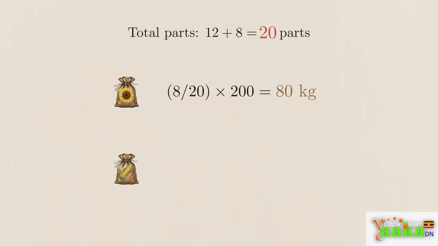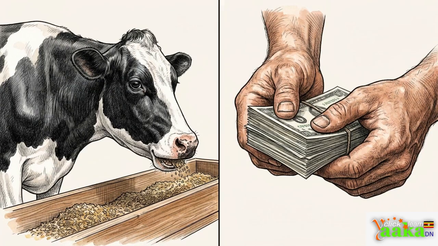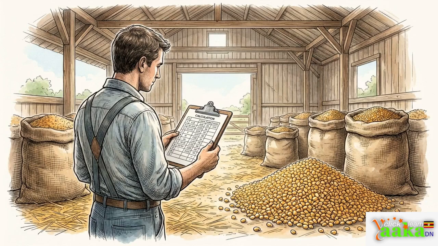We follow the exact same steps for the maize bran. 12 divided by 20 multiplied by 200 equals exactly 120 kilograms. Completing this exact conversion ensures the herd receives the necessary protein, and it prevents the farmer from wasting money by overfeeding expensive concentrates. With the mathematical weights calculated, we move to the physical preparation.